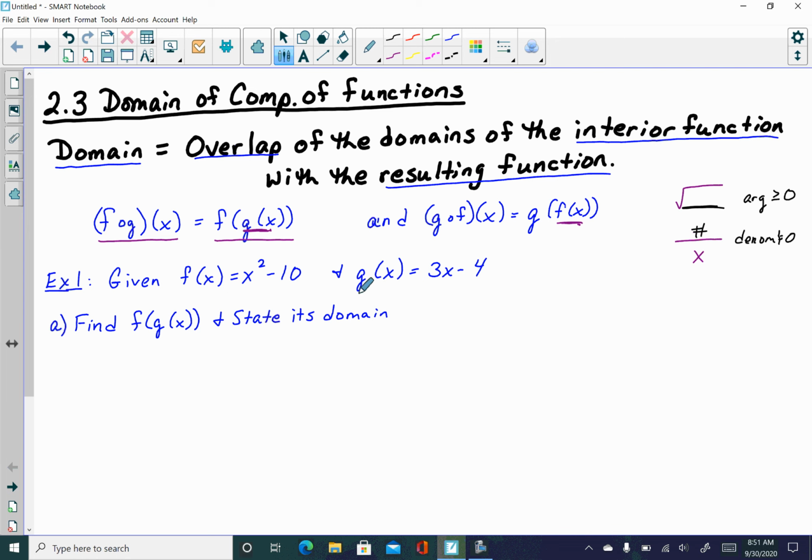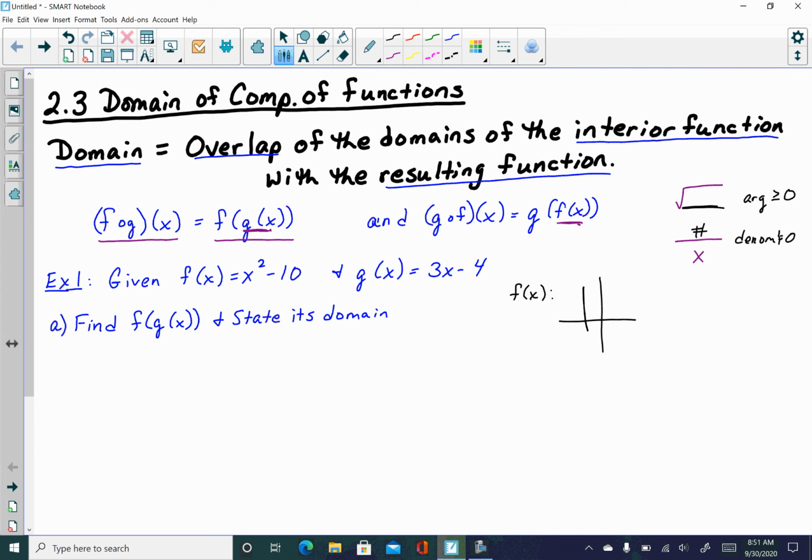Because they don't have either of these scenarios, no square root and no letter in the denominator, the domain for both of these should be all real numbers, negative infinity to positive infinity. Remember, when I say domain, we're just worried about our x's. Another way to look at this would be to graph it. If I looked at the graph of f of x, I'm just going to crank out a rough sketch here. The graph of f of x is y equals x squared minus 10. You could put this in your calculator.